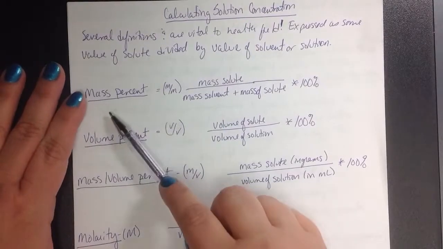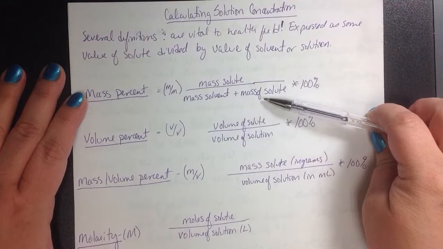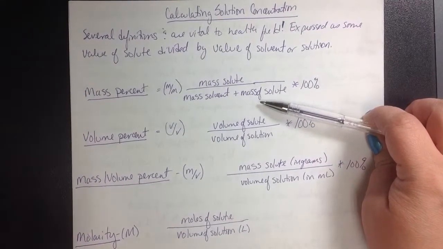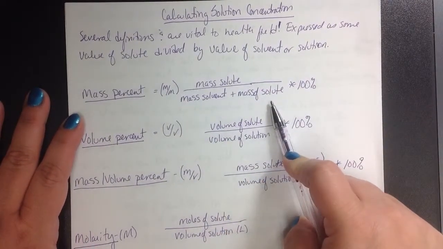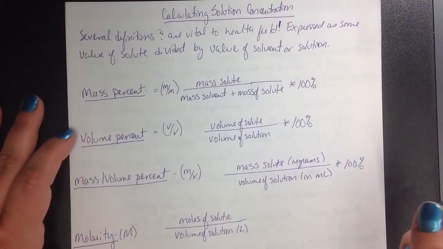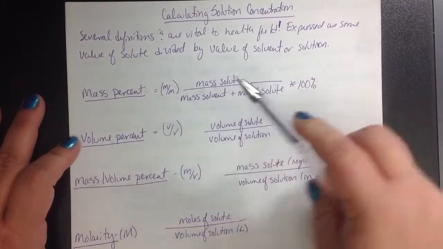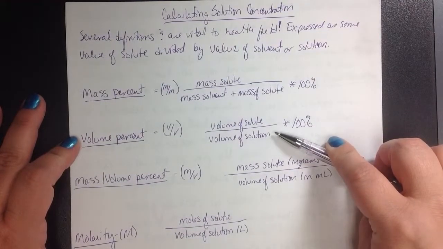Mass percent is the mass of the solute divided by the mass of the solution. So keep in mind, the mass of the solution is the mass of the solvent and the mass of the solute. So those two things have to be combined, right? Okay. So volume percent is the volume of solute divided by the volume of solution.